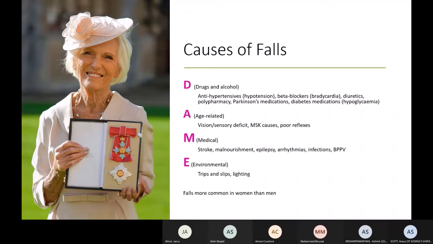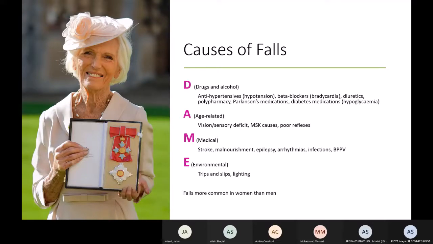So first thing you should do if someone has a fall is look at their drug chart, check if they're on any antihypertensives, if they're on any beta blockers, any diuretics. If people are on loads of different drugs, so polypharmacy, that massively increases their risk of falls. Check their Parkinson's disease medications are optimized, and check that they're not hypoglycemic as well.